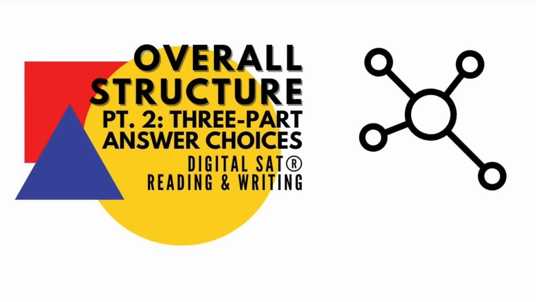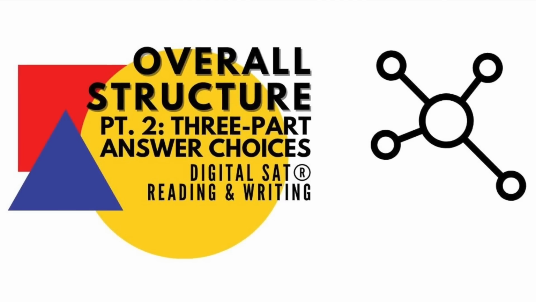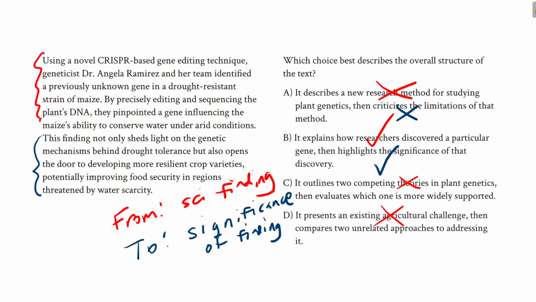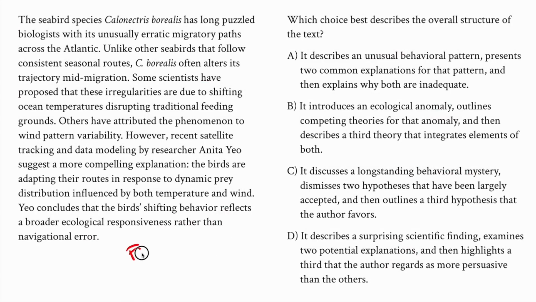So this video is a follow-up to a previous one on questions involving the overall structure of a passage. In that previous video, I looked at questions involving two-part answer choices, meaning answer choices that take us from one thing at the beginning of the passage to something else at the end of the passage. Here, we're going to look at some examples involving three-part structures.